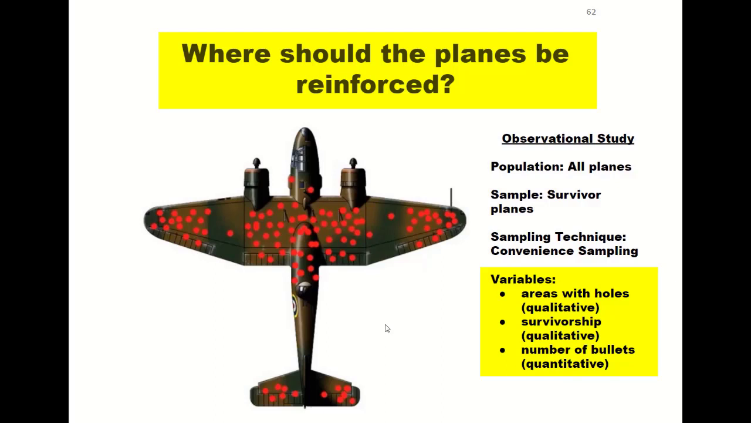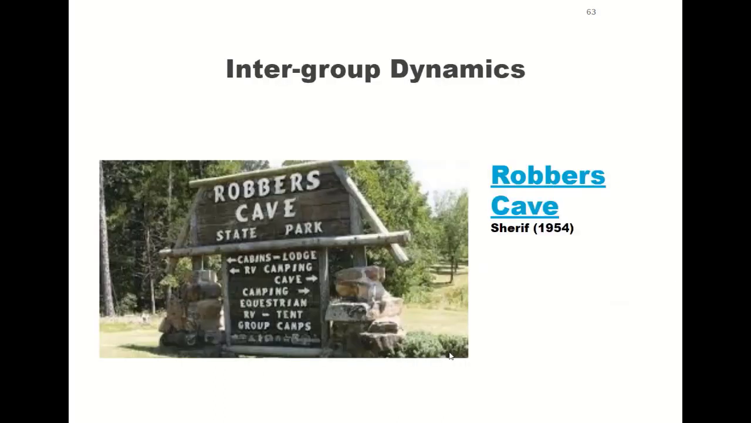The number of bullets might be quantitative because maybe you're looking at different planes to see, well, how many bullets did this one have and how many bullet holes did this one have? What mass of the plane was lost? Something like that you could actually put a number on would be quantitative.